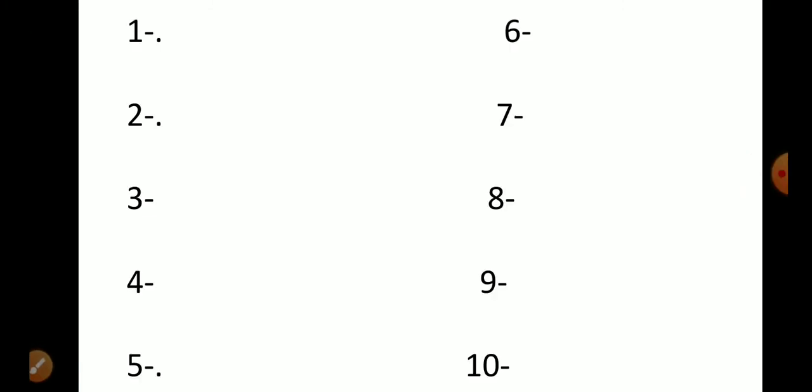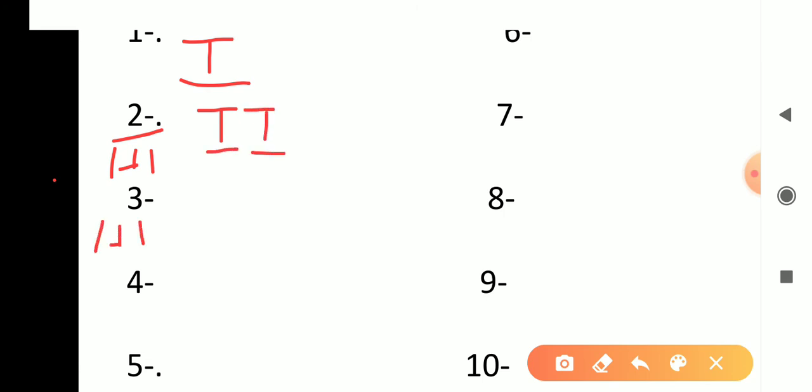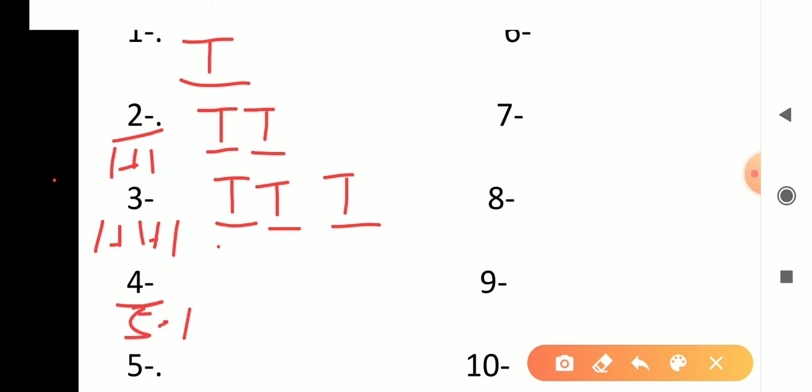Let's see some examples. Here we have the numbers 1 to 10. Let us see how we will write them. For writing 1 we write I. Then 2 means 1 plus 1, that is II. Then 3 stands for 1 plus 1 plus 1, that is III. Then 4: 3 I's are completed. We cannot repeat I more than 3 times. So how will we write 4? We get 4 by subtracting 1 from 5, right?